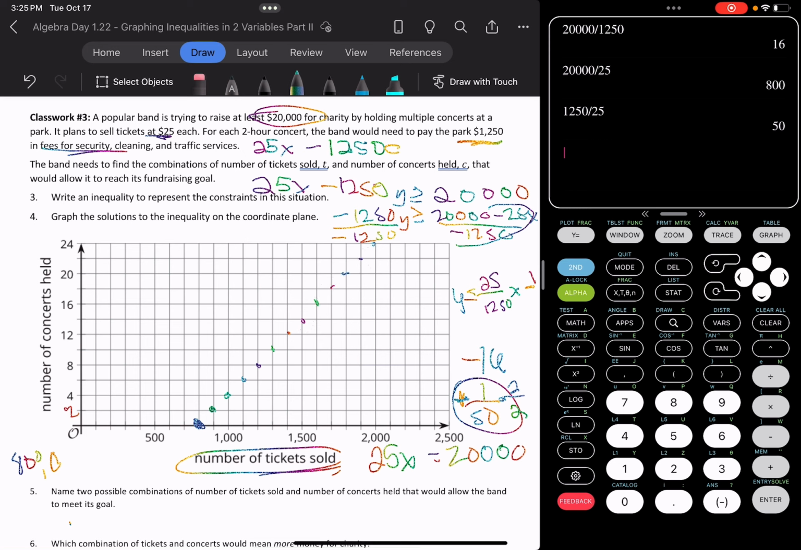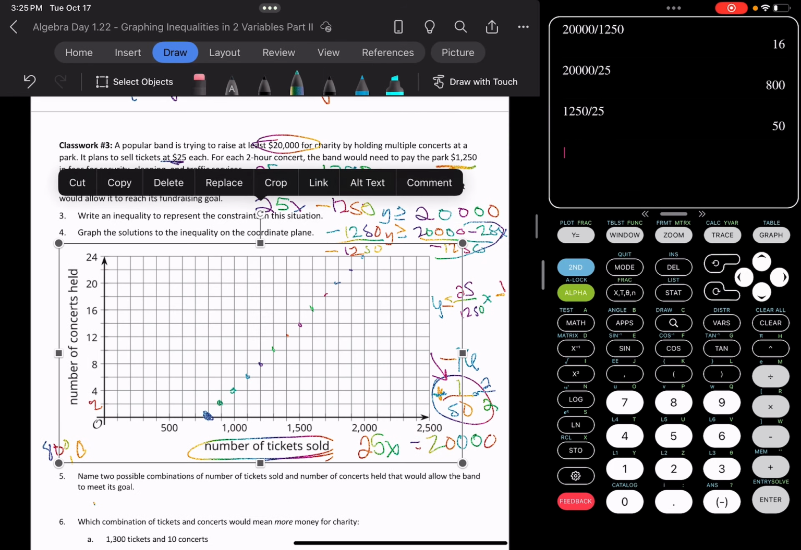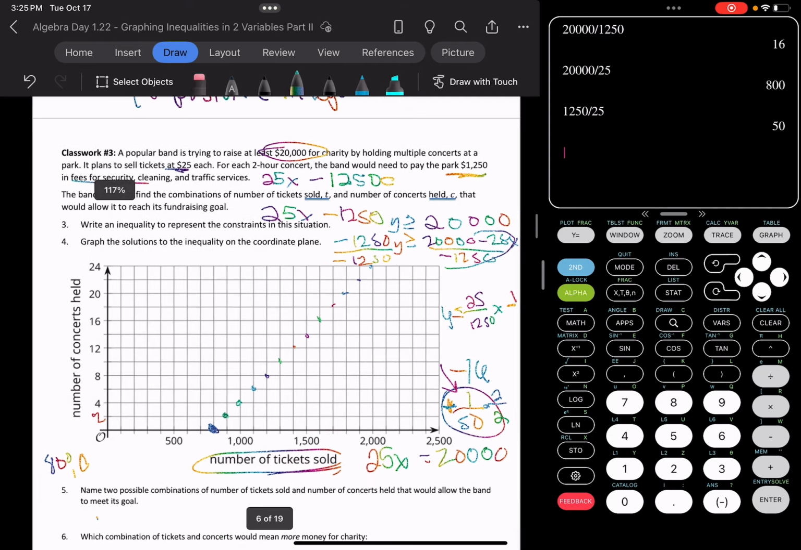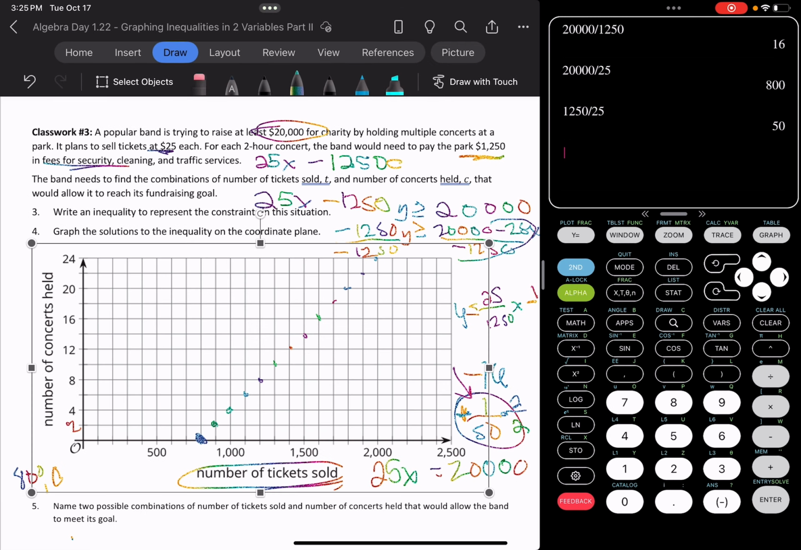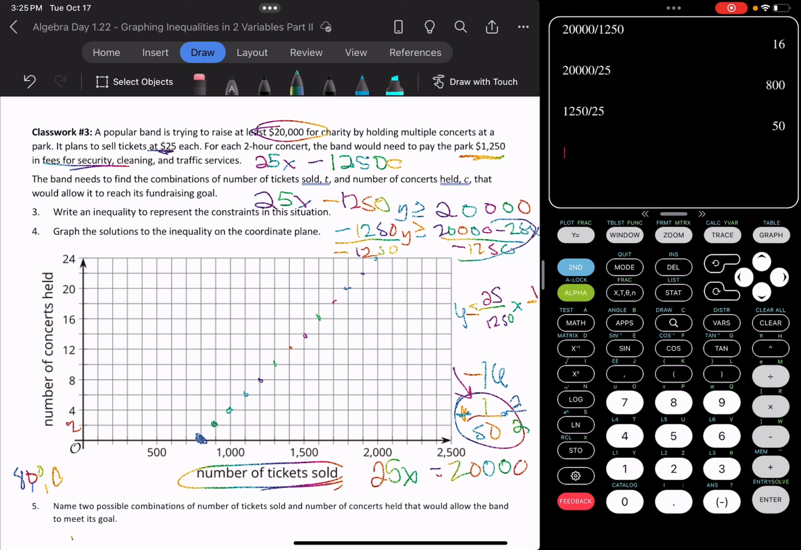All right, so again, my slope is 1 over 50. It's a little squished here. I'm sorry, I don't have a little more room. But our slope is 1 over 50 because it's 25 over 1250, which is the same as 1 over 50. I'm multiplying it by 2 so that I have 2's and hundreds to go by, 2 over 100, up 2 over 100. And now this is going to be a solid line because it is a greater than or equal to situation.